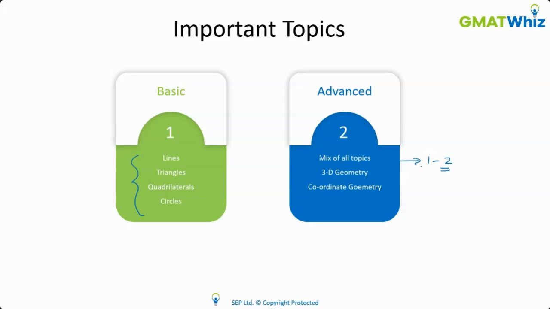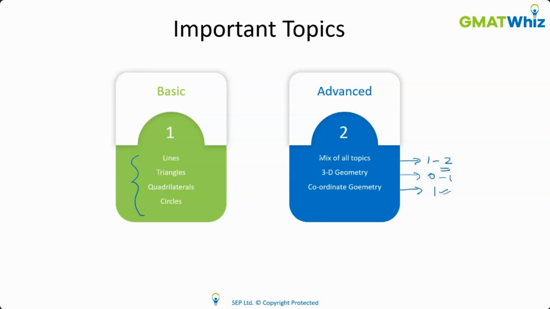After that, there is 3D geometry and coordinate geometry. In my experience, coordinate geometry is a must. You would definitely get at least one question from coordinate geometry. 3D is maybe touch and go; you may get one, you may not. But coordinate geometry is something you will definitely get questions from, so it makes sense that you go through it properly.